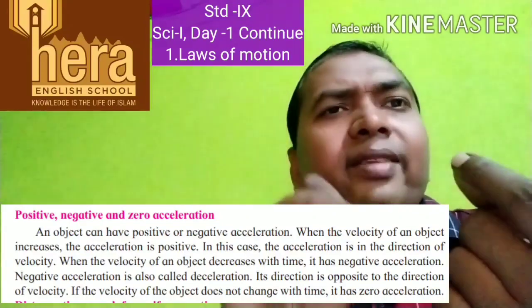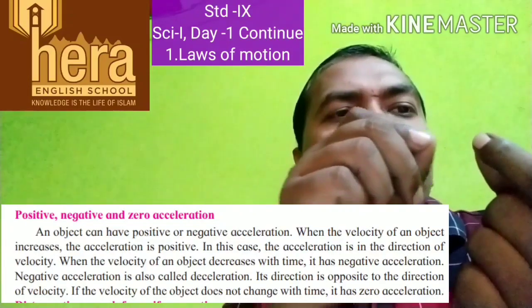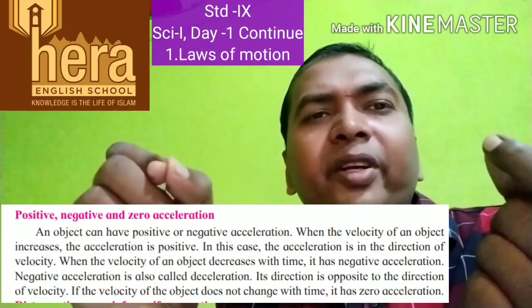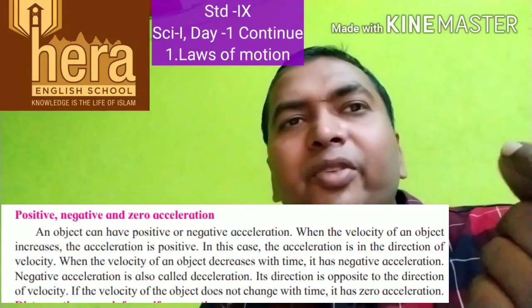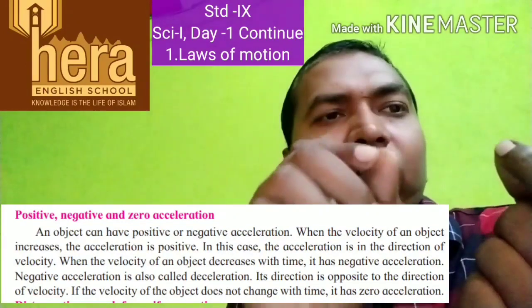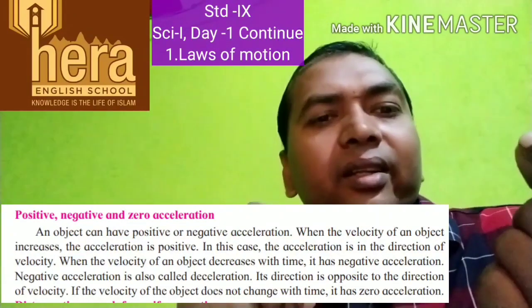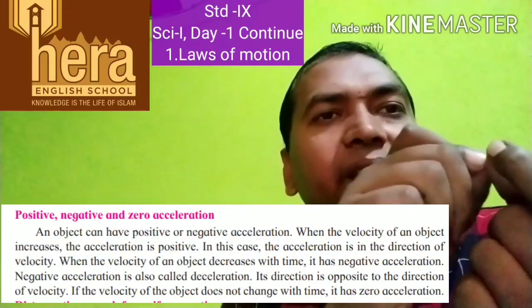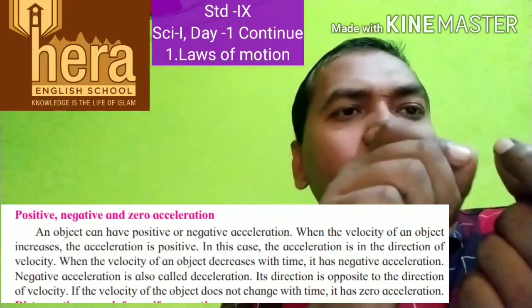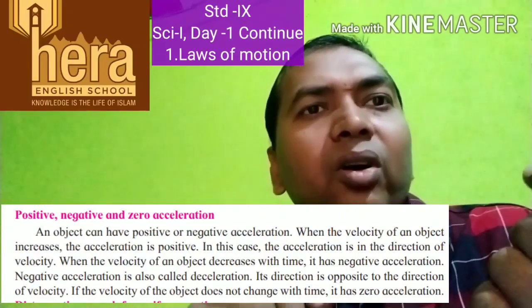Negative acceleration means the velocity of an object is decreasing. Suppose a car is moving with initial velocity 50 meter per second. After some time it stops. It means velocity is decreasing. If the velocity of an object is decreasing, then this is said to be negative acceleration. And if the velocity of the object does not change with respect to time, then this is called zero acceleration.